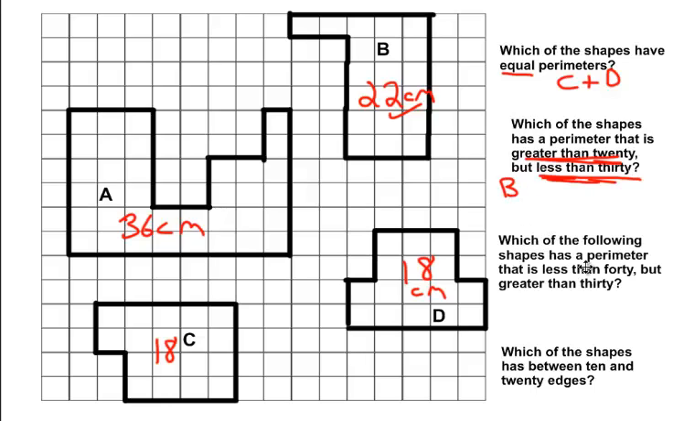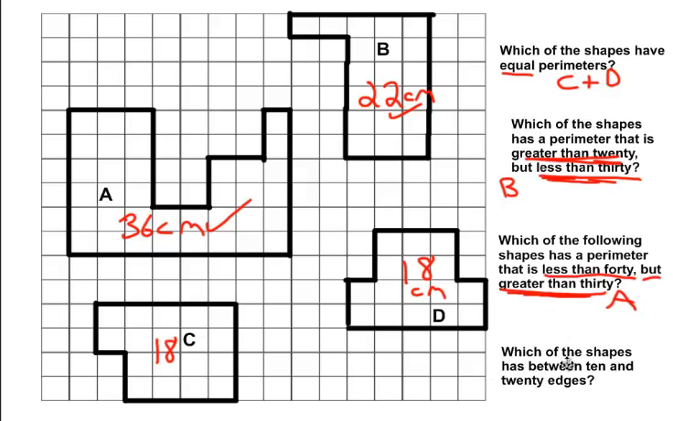Which of the following shapes has a perimeter that is less than 40? Oh, wait, but greater than 30. So we want something less than 40. This is less than 40. This is also less than 40. This is less than 40, and this is less than 40. But only one of them is greater than 30. So we want something greater than 30. Not these two, not this. This isn't greater than 30. This is the only one greater than 30. So we're going to write A.